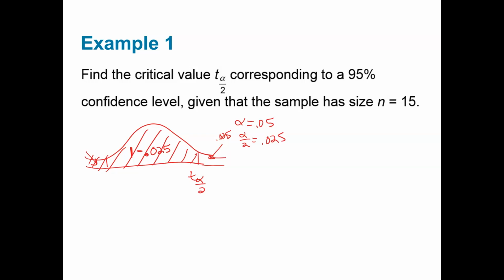We also know n is 15, and our degrees of freedom is n minus 1. So our degrees of freedom here is 14. This is the information we need. Let's type it into our calculator.